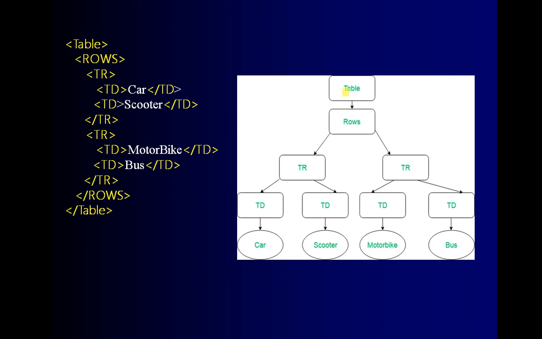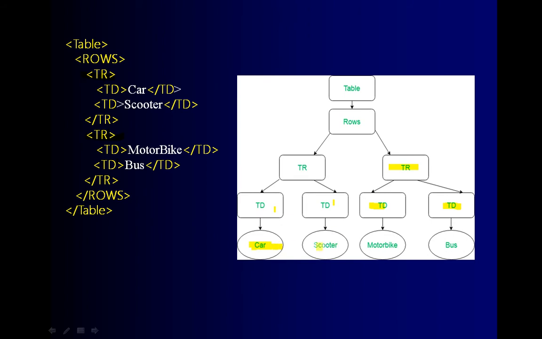Table at the top, and it has two children, tr and tr. Two TRs here, one TR here and another TR here. Then this TR has a TD, this TD, then this TD here, then this TR here, then this TD here, bus TD here. Now it has a value. Car is, that means table, rows, tr, td, the value is car.